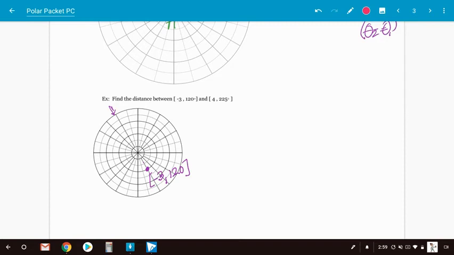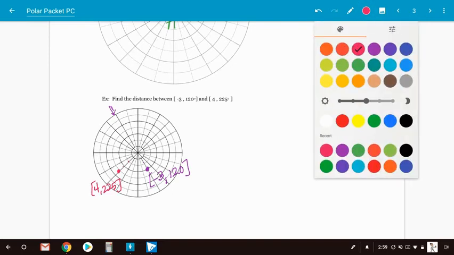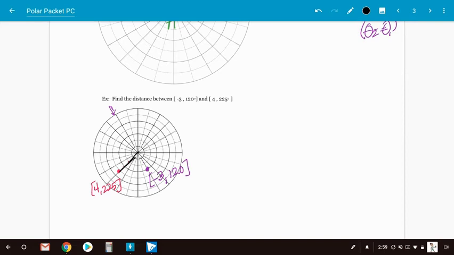Okay. And then let's do my other one in a different color. I have 4 comma 225. So 225 is a 45 degree angle. I remember that's my solid dark line. So here's 4 comma 225. And then I could draw this in. So like this distance here is 4. And this distance here is 3.